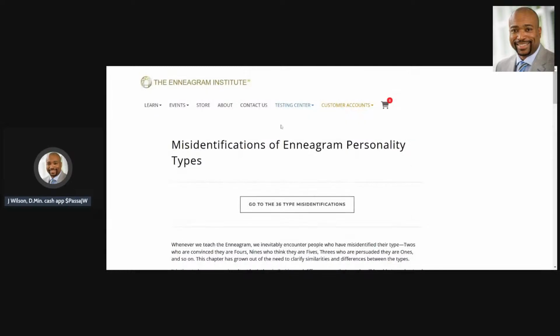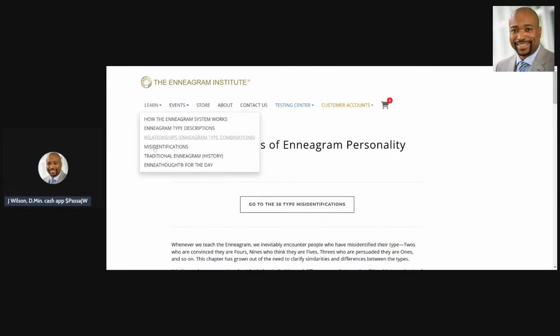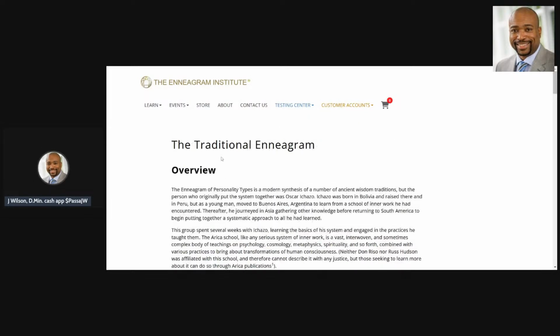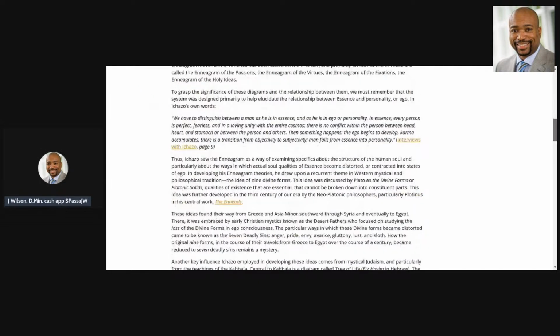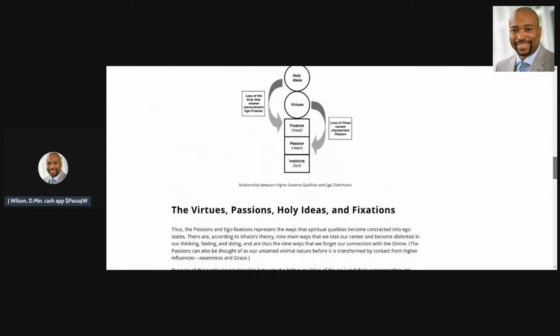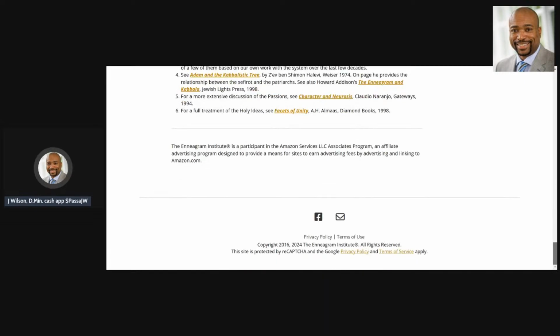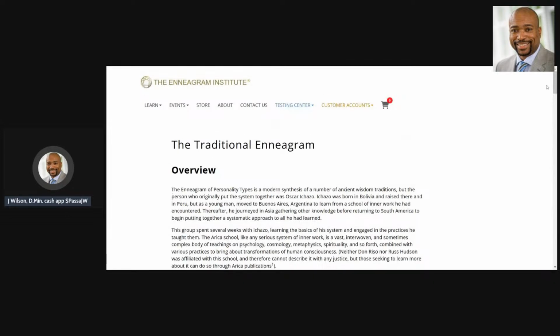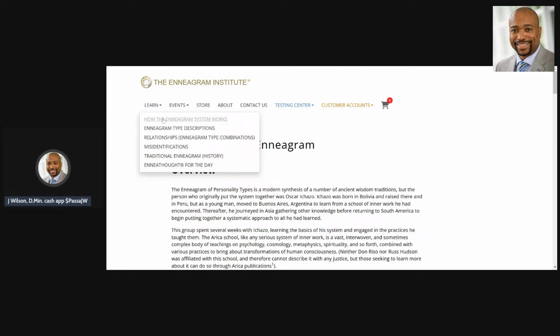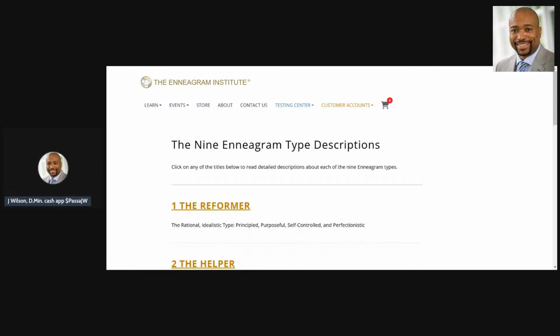So it tells you everything. The reason I'm familiar with this is that it talks about the tradition and how it started. We had to use this in our chaplaincy. Let me go back to the Enneagram types again, because I think this will really help you out.